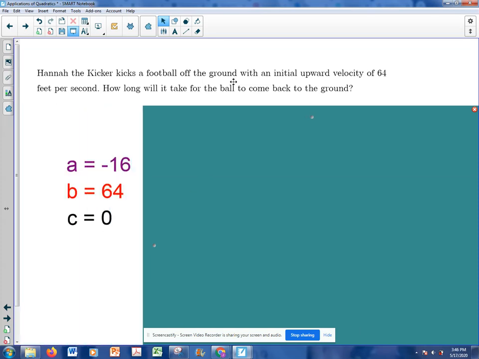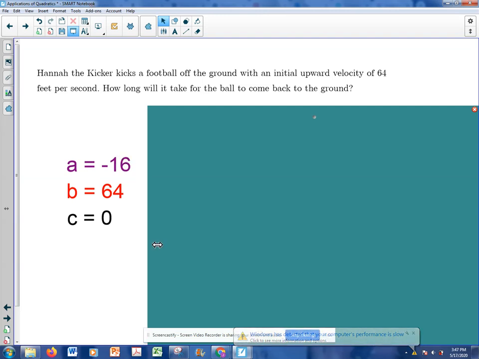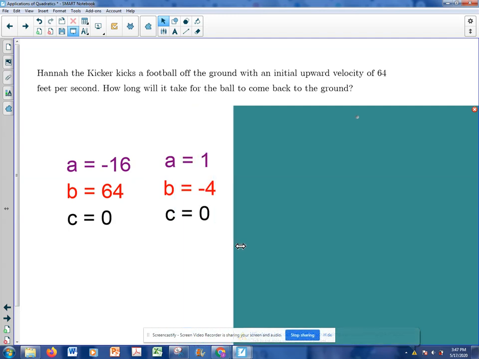So again, it's feet. I did this with feet. Yep, feet per second. So there's my negative 16. The initial upward velocity is 64, so the B is 64. And the height, she's kicking it off the ground, so the height is 0. Again, these two have a common factor of negative 16. So if I divide A by negative 16, I get 1. And if I divide the B, the 64, by negative 16, I get negative 4. And I get C is equal to 0. 0 divided by negative 16 is 0. We like 0. Makes the math so easy.